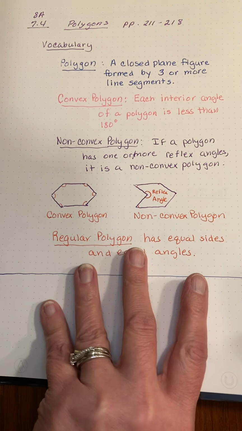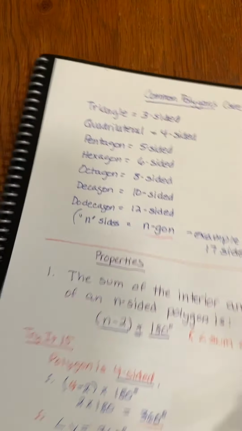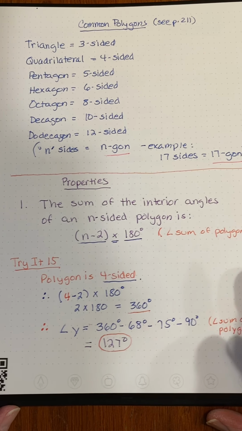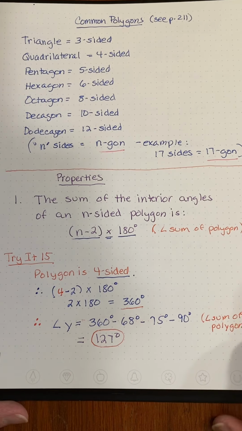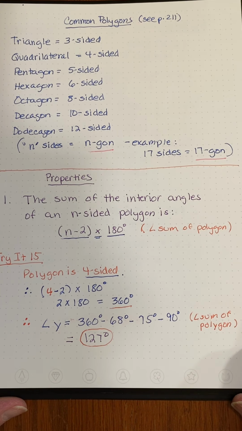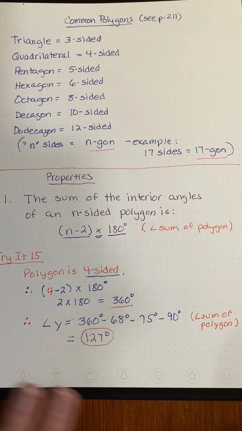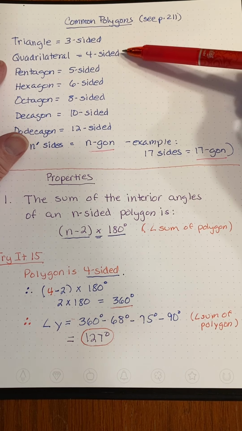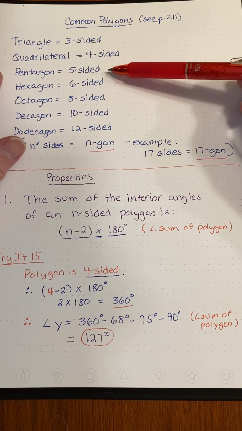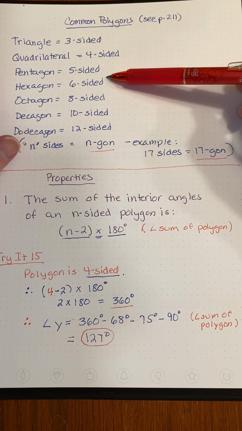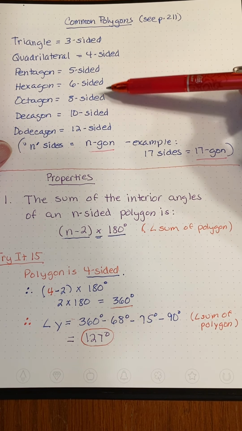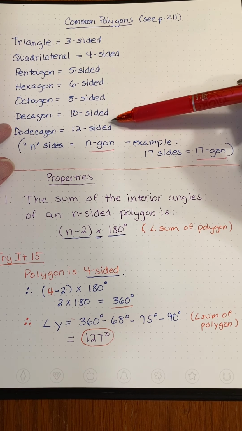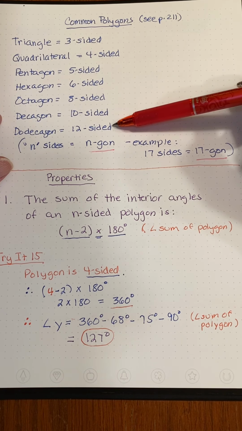On page 211, you have all of the most common polygons listed with their corresponding number of sides. So it is in our best interest to just copy these all down, and I just went ahead and did that. A triangle is 3-sided, quadrilateral is 4-sided, pentagon is 5-sided, hexagon is 6-sided, octagon is 8-sided, decagon is 10-sided, and dodecagon is 12-sided.